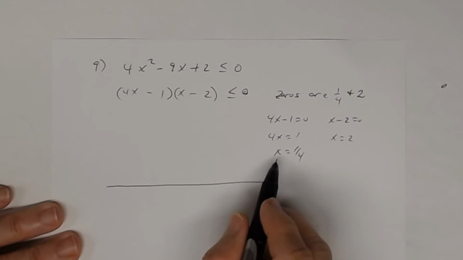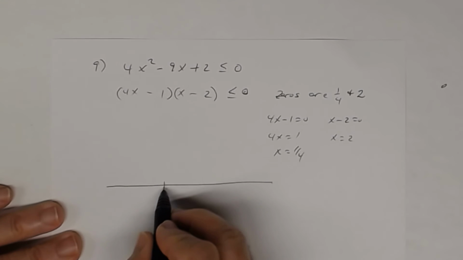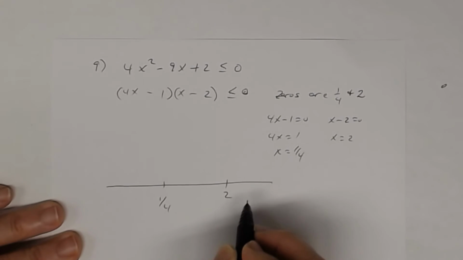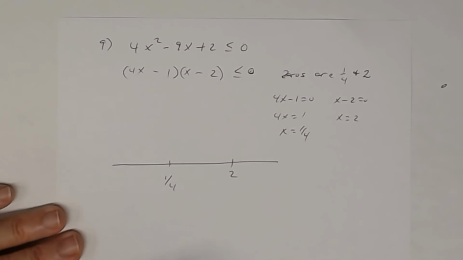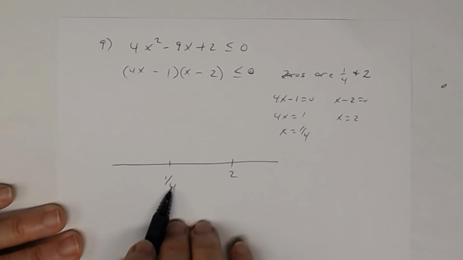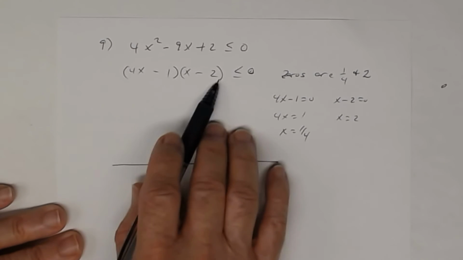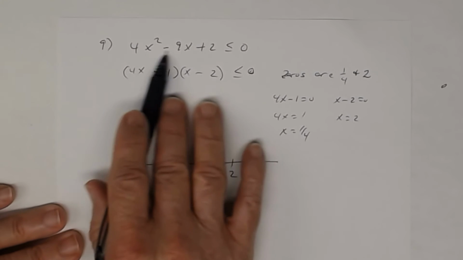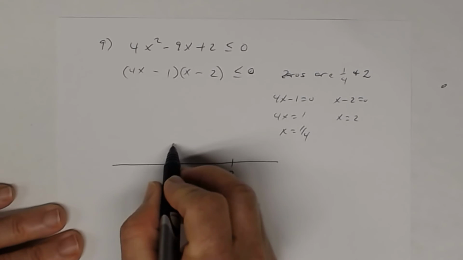So make sure you put them in numerical order. So 1/4 will go first and 2 will go second. Now those are your zeros. So that means if you substitute 1/4 or 2 into any of these expressions here, you're going to get 0.